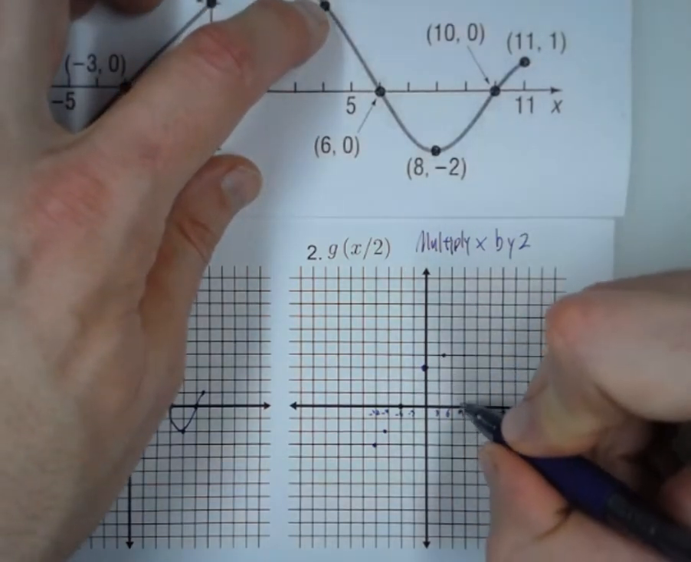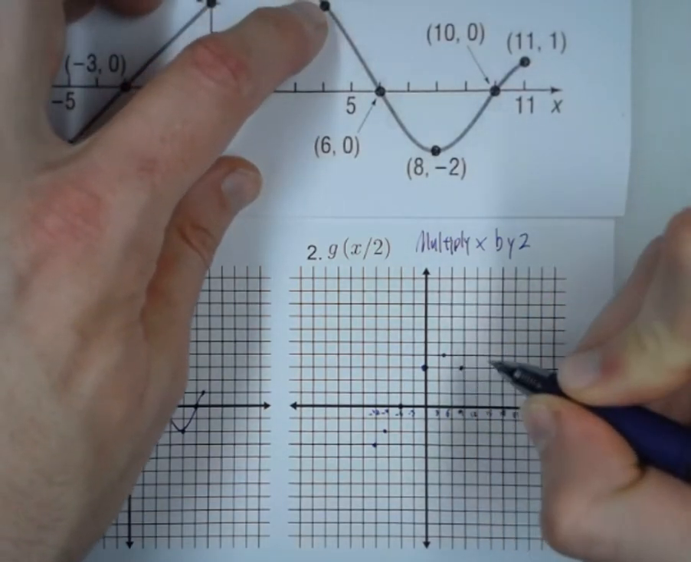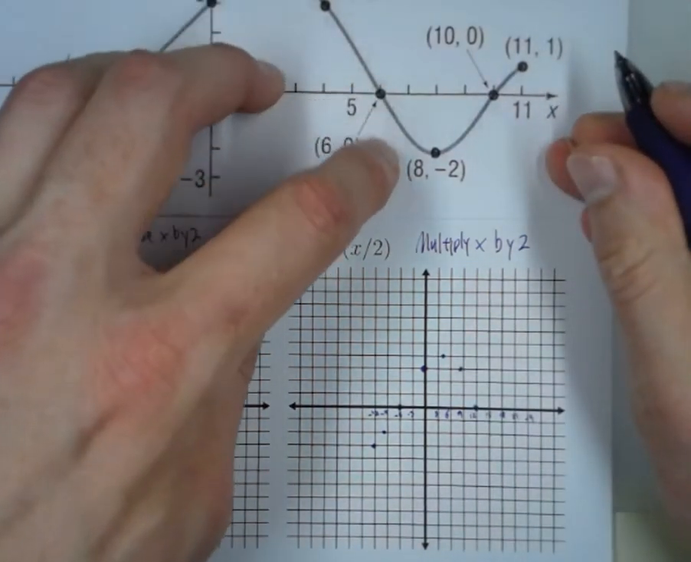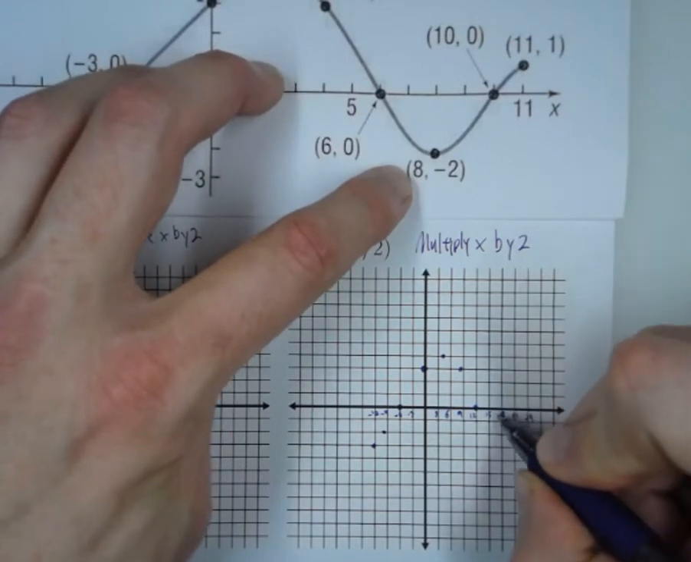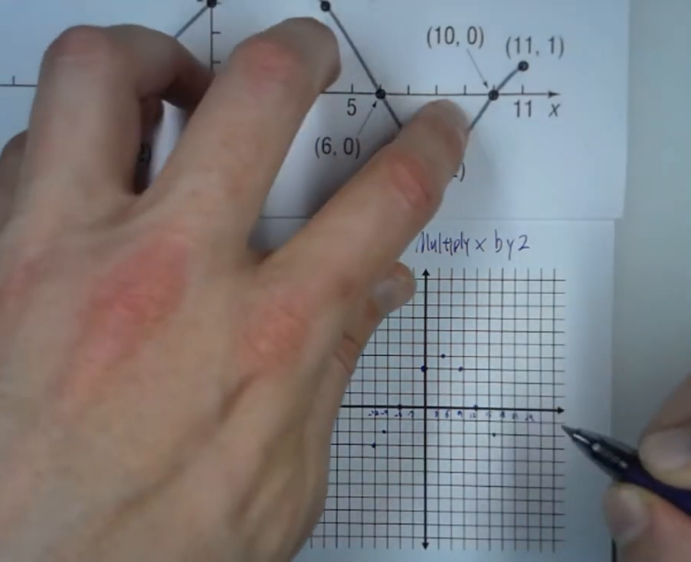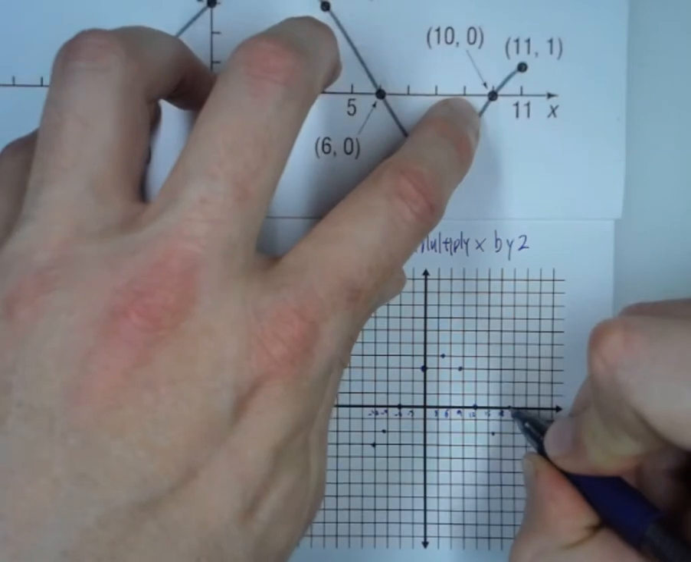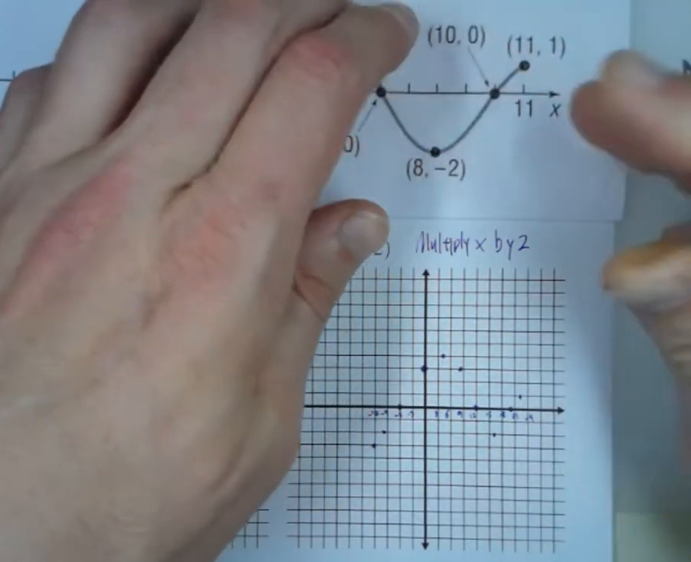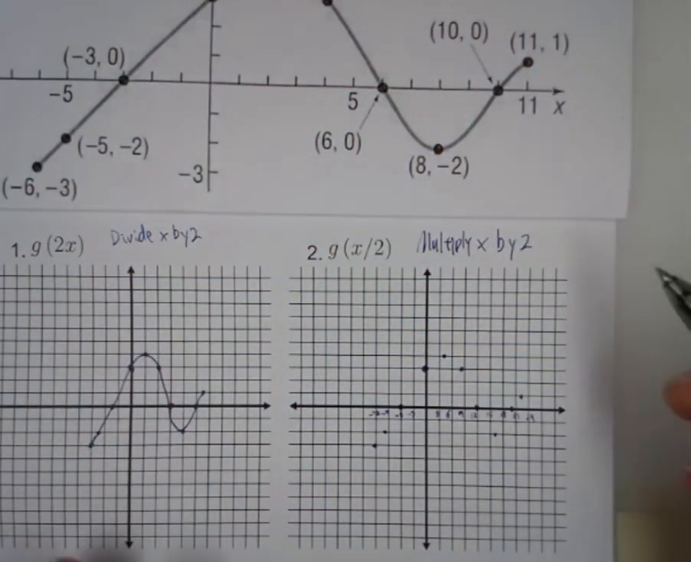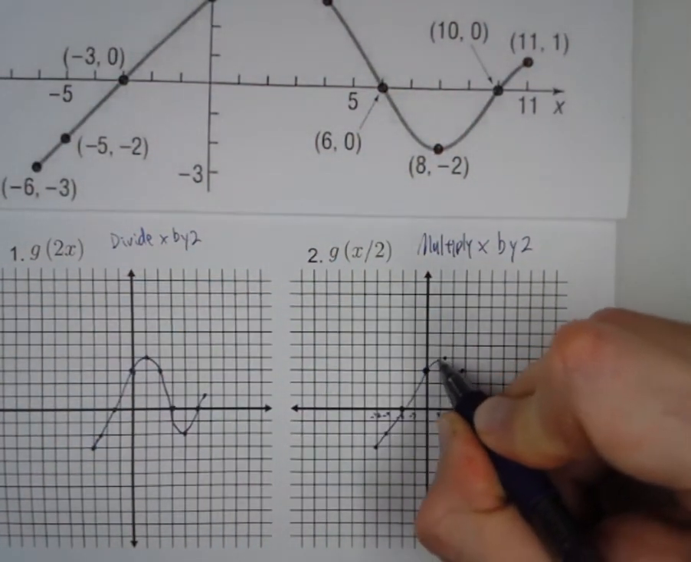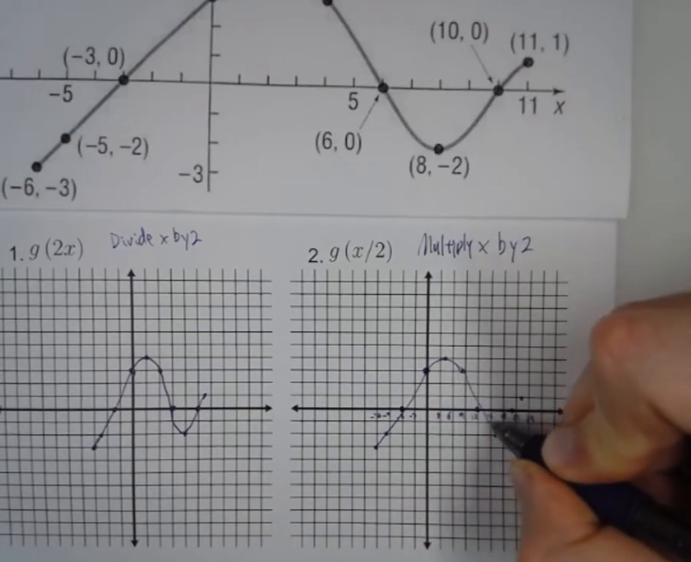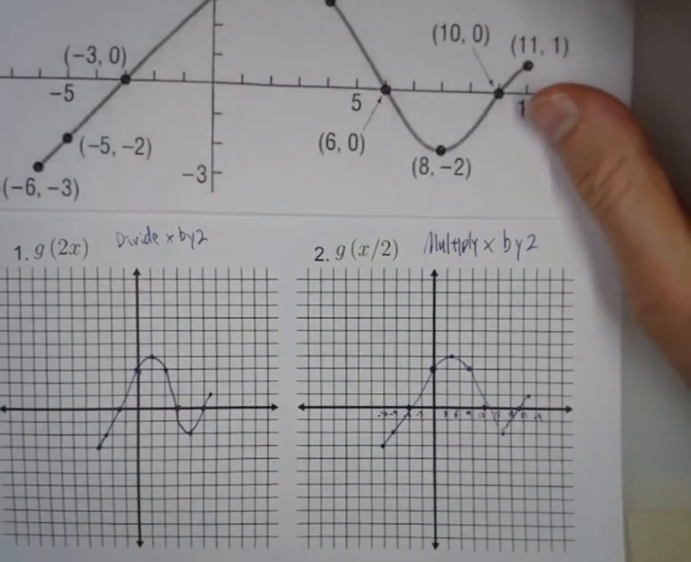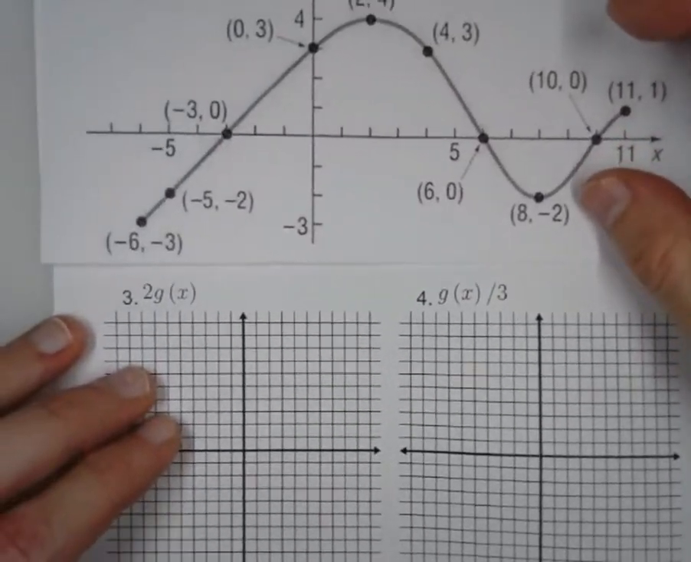4, 3 is going to become 8, 3. 6, 0 is going to become 12, 0. 8, -2 is going to become 16, -2. 10, 0 is going to become 20, 0. And then 11, 1 is going to be 22, 1. Now again, all we're doing is stretching it out. So it's going to be more or less the same shape, but it's just going to be pulled outward like that. All right, next one.